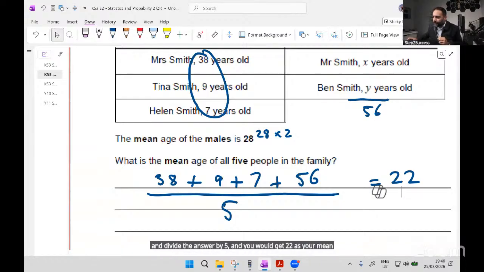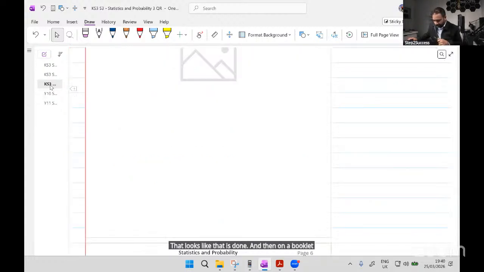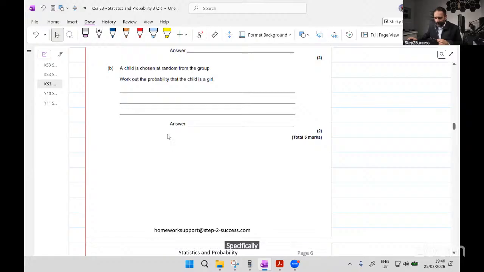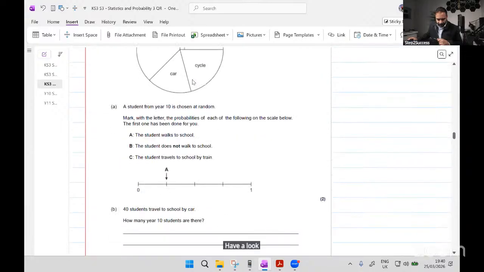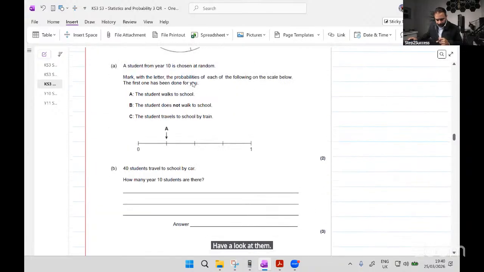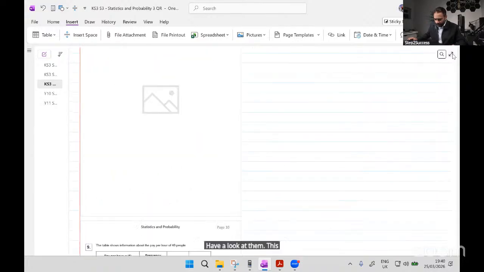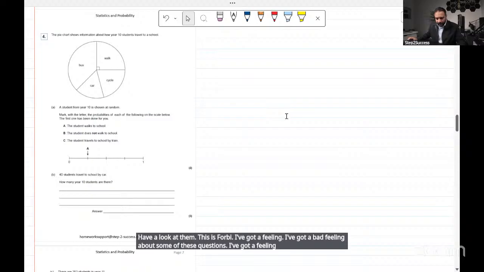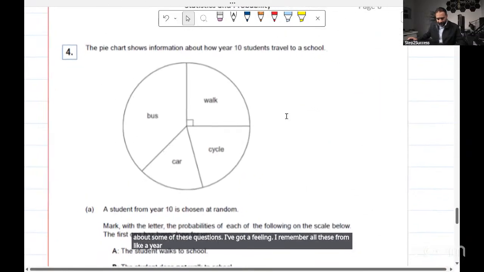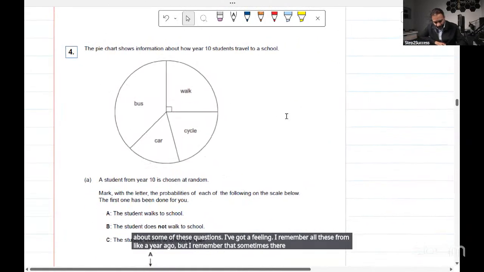That looks like that is done. And then on booklet 3, specifically, you asked 4B. I know somebody else asked a lot of questions on it. We'll have a look at them. This is 4B. I've got a bad feeling about some of these questions. I've got a feeling I remember all these from a year ago, but I remember that sometimes there are the odd mistakes in some of these.